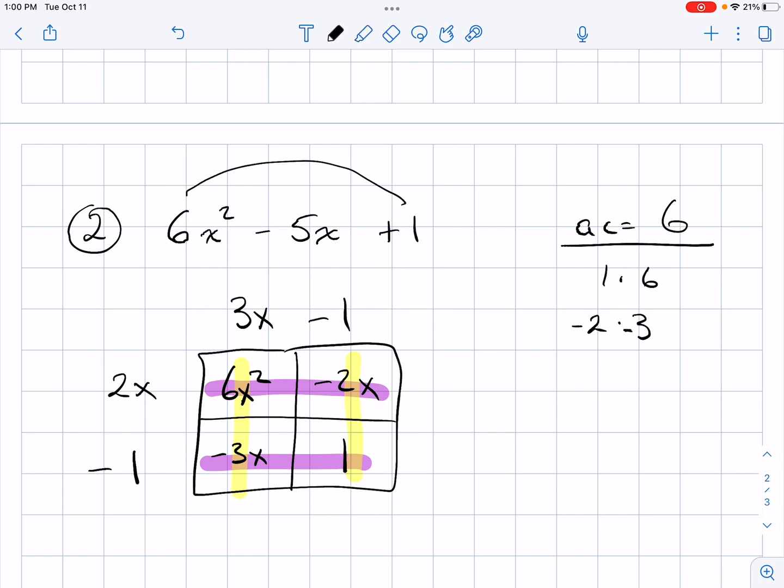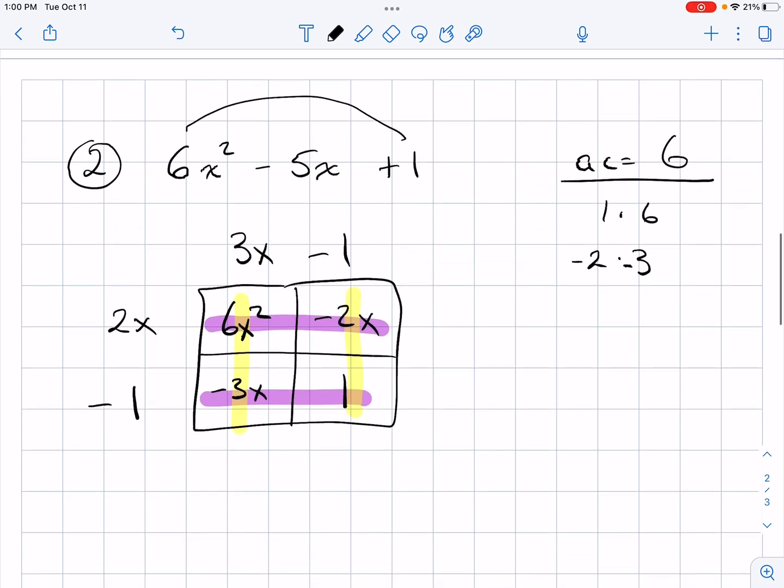Okay, when you get to this point, make sure the things outside multiply to give you what's on the inside. Does 2x times 3x make 6x squared? It does. Does negative 1 times 2x make negative 2x? It sure does. Yes and yes. So I'm just checking to make sure that what I factored out actually multiplies to give me what's inside. And since it does, I know I have my answer. 2x minus 1 times 3x minus 1.